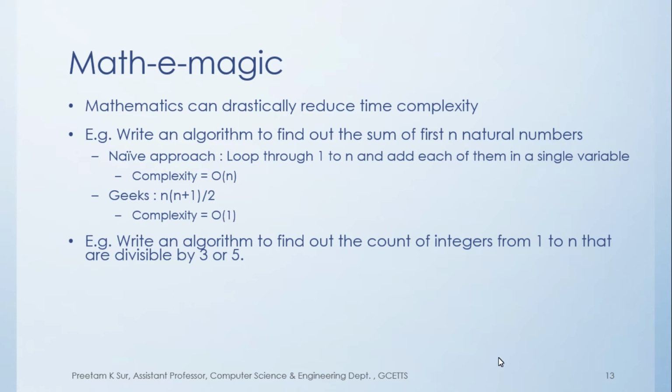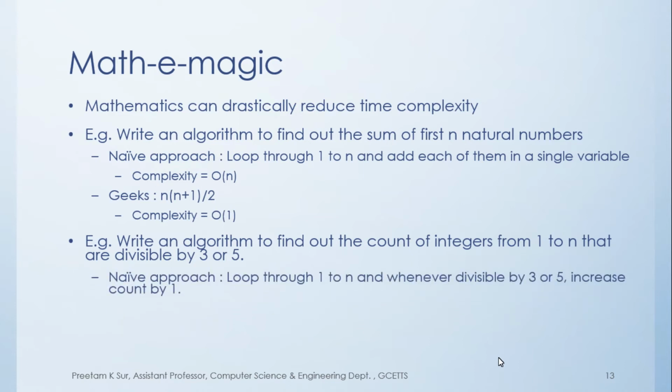So how will we do it, or how can any layman do it? He or she will basically look through from 1 to n and try to divide that number by 3 or 5, right? And if it is divisible, then he will have a counter, and that counter will be incremented by 1. So whenever it is divisible by 3 or 5, it will just increase the count by 1, and finally print the count. So how much time is this approach going to take? It is obviously going to take order of n time, right?